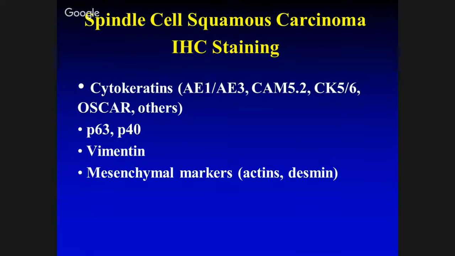So if you have a spindle lesion of the vocal cord or of the nasal cavity that's superficial, and there's no squamous differentiation, and the keratins are negative, because over 40% may be negative, P63, P40 negative, vimentin positive, and actin positive, you want to make a diagnosis of sarcoma. A lot of people want to, but these are not sarcomas. Sarcomas are rare in the upper airway, particularly in the larynx.